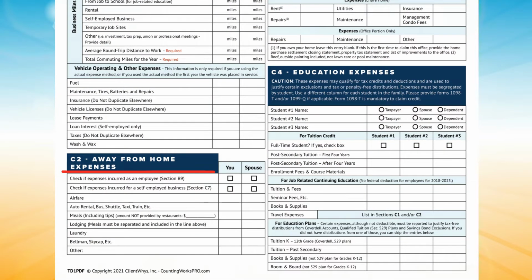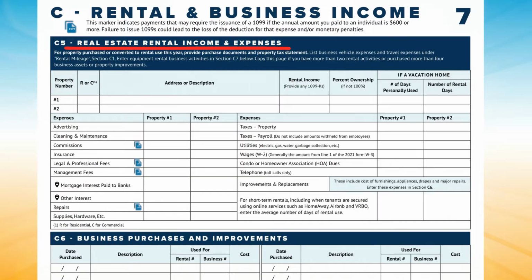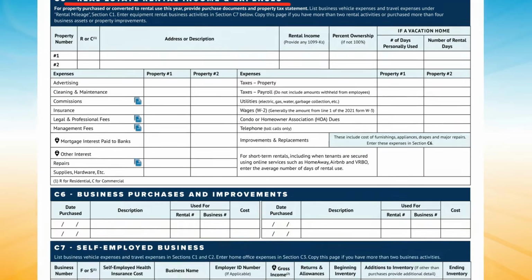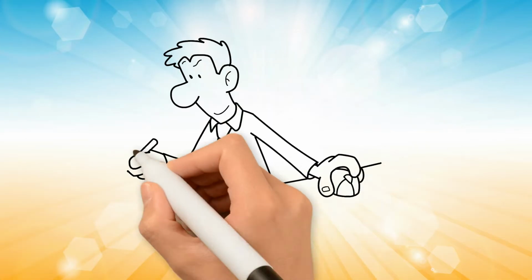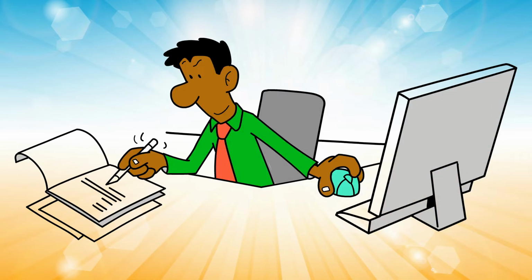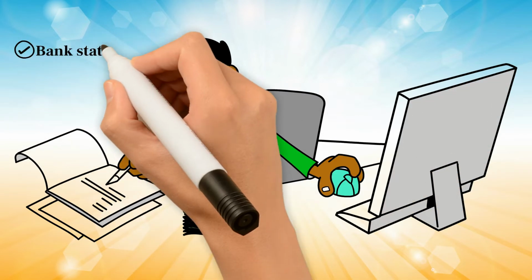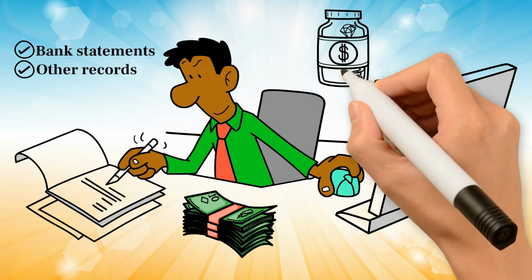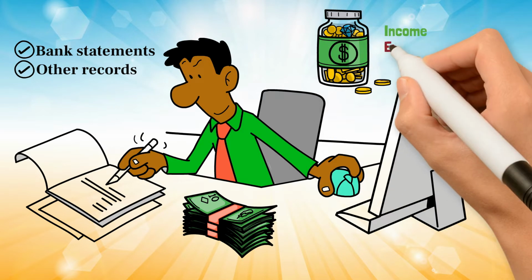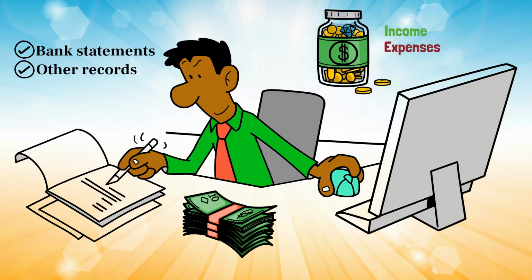Section C5 is where you report your rental income and expense activity, and Section C7 is for reporting self-employment income and expenses. Don't forget that all your income should be reported, even if received in cash. Therefore, you should review your bank statements and other records carefully to report annual amounts received for both income and ordinary and necessary expenses spent on your related business activity.